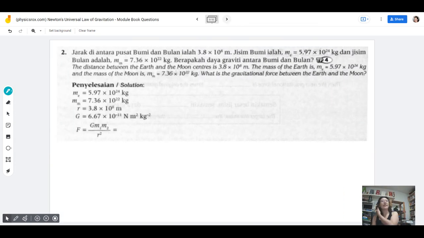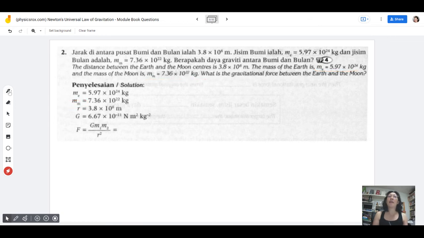Question 2 in this case, you need to calculate the gravitational force between the Earth and the Moon. So they've given us the distance between the Earth and Moon centers, the mass of the Earth, as well as mass of the Moon. Again, because you're counting the gravitational force, you need to use the formula of F equals Gm1m2 over r squared. They've written here the values of m as me and mm. Me is the mass of Earth, and mm is the mass of the Moon.